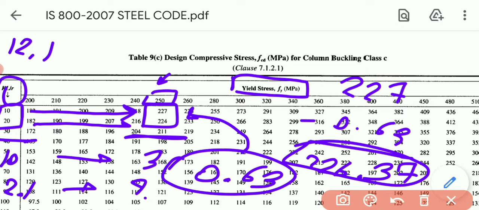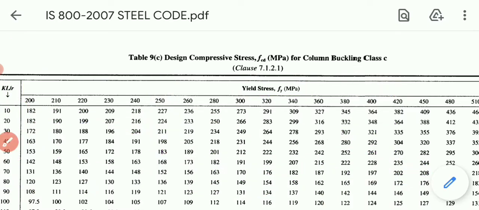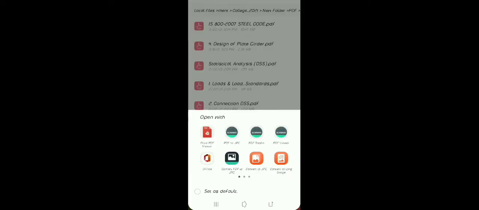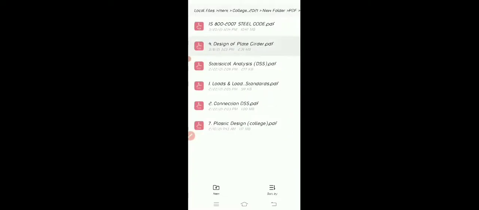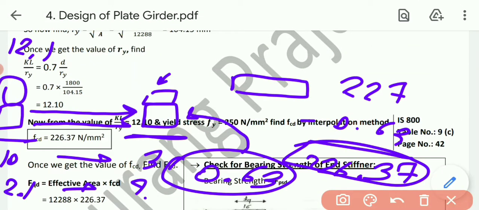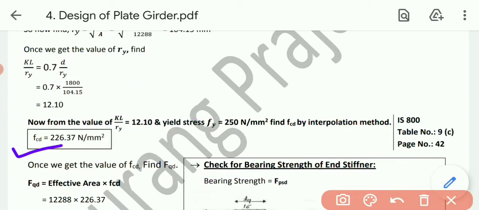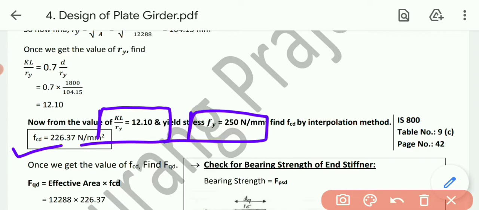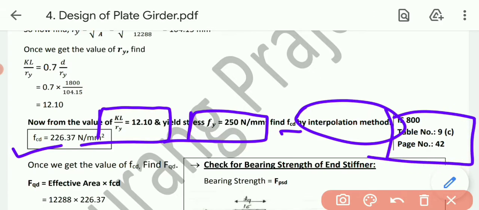Typical interpolation is there. Okay, let's go back to the material. See, 226.37 Newton by mm square. I have explained over here: KL by Ry 12.10, yield stress Fy 250 Newton by mm square. Find FCD by interpolation method using this reference. So I got the FCD.